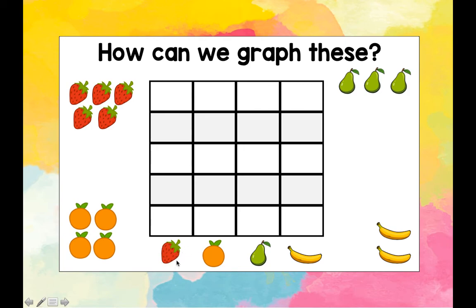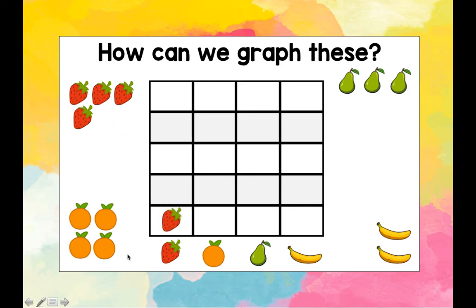So down here, this is where all the strawberries go. This is where all the oranges go. This is where all the pears go. And this is where the bananas go, okay? So just like when we do the weather graph, right? You got to color in all the spots that fill up the strawberries, and then the oranges, and then the pears, and the bananas. But since it's on the computer, I'm not going to color them. What I'm going to do is put the strawberries into the boxes so we can see how many strawberries we had. Are you ready?